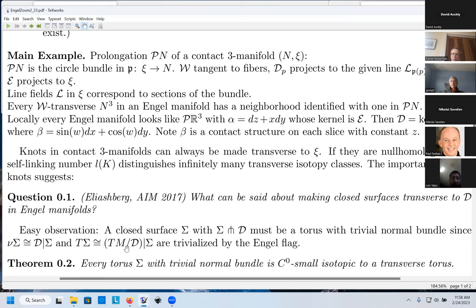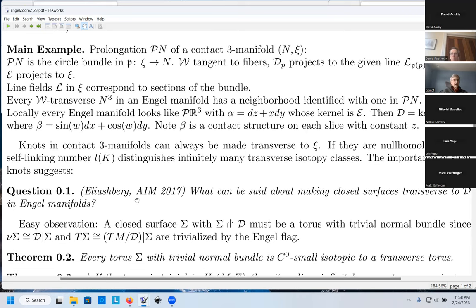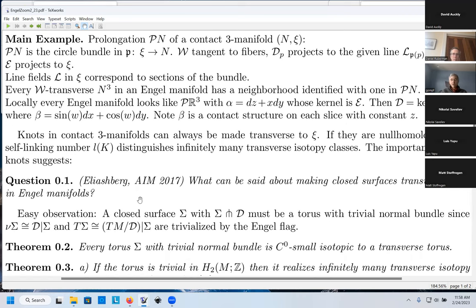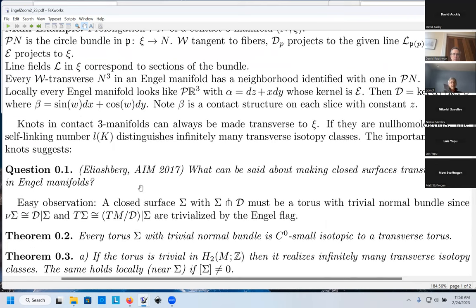once we know we can make the thing transverse, how many different things can we get that way? Just like the linking number distinguishes infinitely many transverse isotopies in the three-dimensional case, we could ask the same question about transverse tori. And then we have this theorem that, in fact, this is again analogous to what we have for knots, that if we have a transverse knot that's null homologous, then the self-linking number is defined. Well, similarly, if a torus is trivial in the two homology of an Engel manifold, then in fact, we can isotopically realize infinitely many transverse isotopy classes. And they're going to be distinguished by some formal invariant.